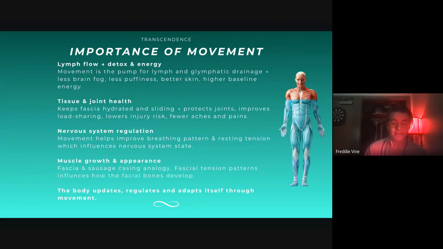So there's a clear correlation there in terms of energy. Just moving the lymph system is profound. So that's one of the main ones. Just a couple others here, we won't go super deep, is obviously tissue and joint health, right?